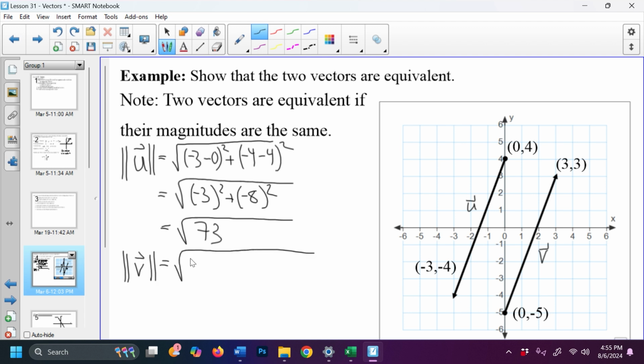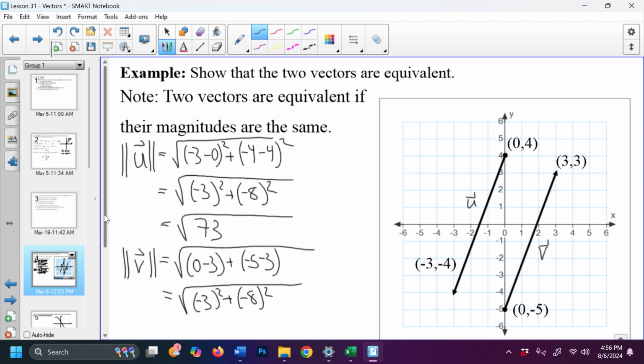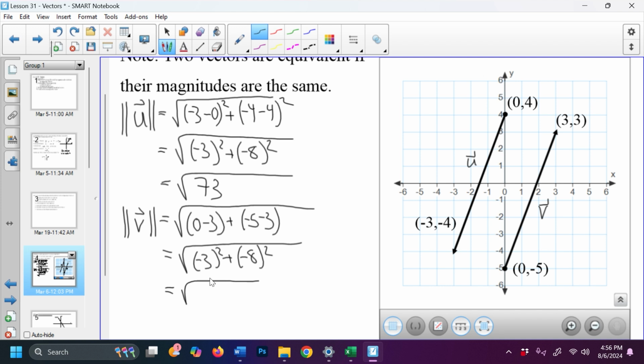Again, we're just going to subtract, so I'll go 0 minus 3 plus -5 minus 3. And again, I get the square root of -3 squared plus -8 squared, which will also give me the square root of 73. And since these two magnitudes are the same, and these two don't reduce because 73 is a prime number, since the magnitudes are the same, the vectors are equivalent.